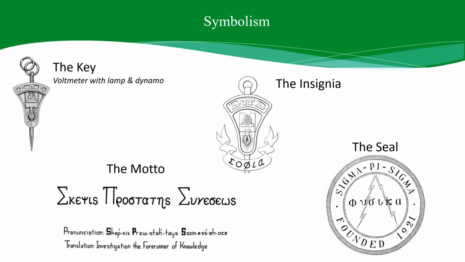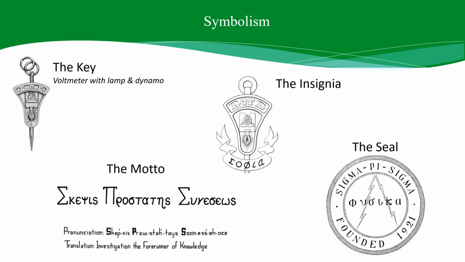We also have the seal, which is student designed, and this is a scan of the original seal. It's a circle with the name of the society around the top, and then the Greek word physica is in the center, and at the bottom is the founding year of Sigma Pi Sigma. So in the induction ceremony script, basically everything that I just said is in the script, and that is part of the official ceremony in explaining the symbolism.